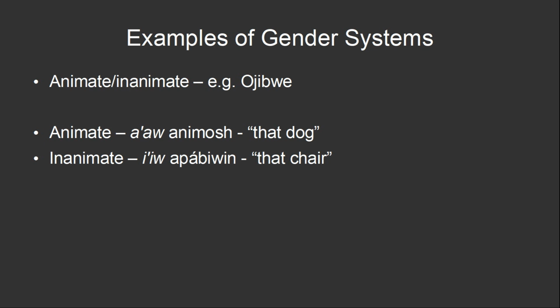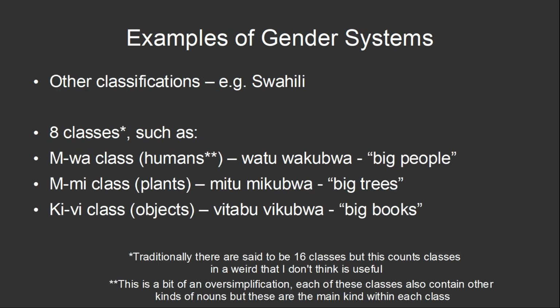Or they may be divided into categories not relating to human genders, like animate and inanimate, as found in Ojibwe or Cree, or into any other combination of categories, really, as in Swahili, which has 8 distinct categories, including, among others, a category for humans, a category for plants, and a category for man-made objects.